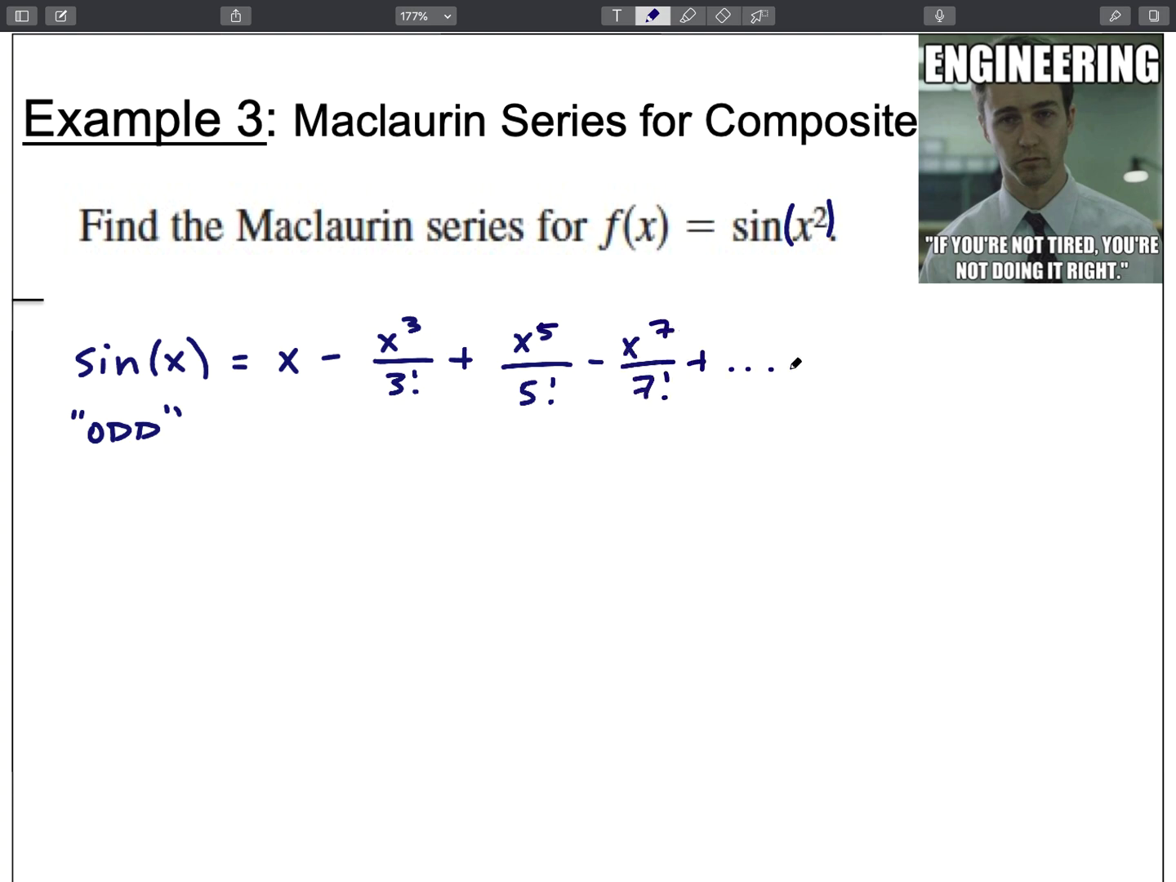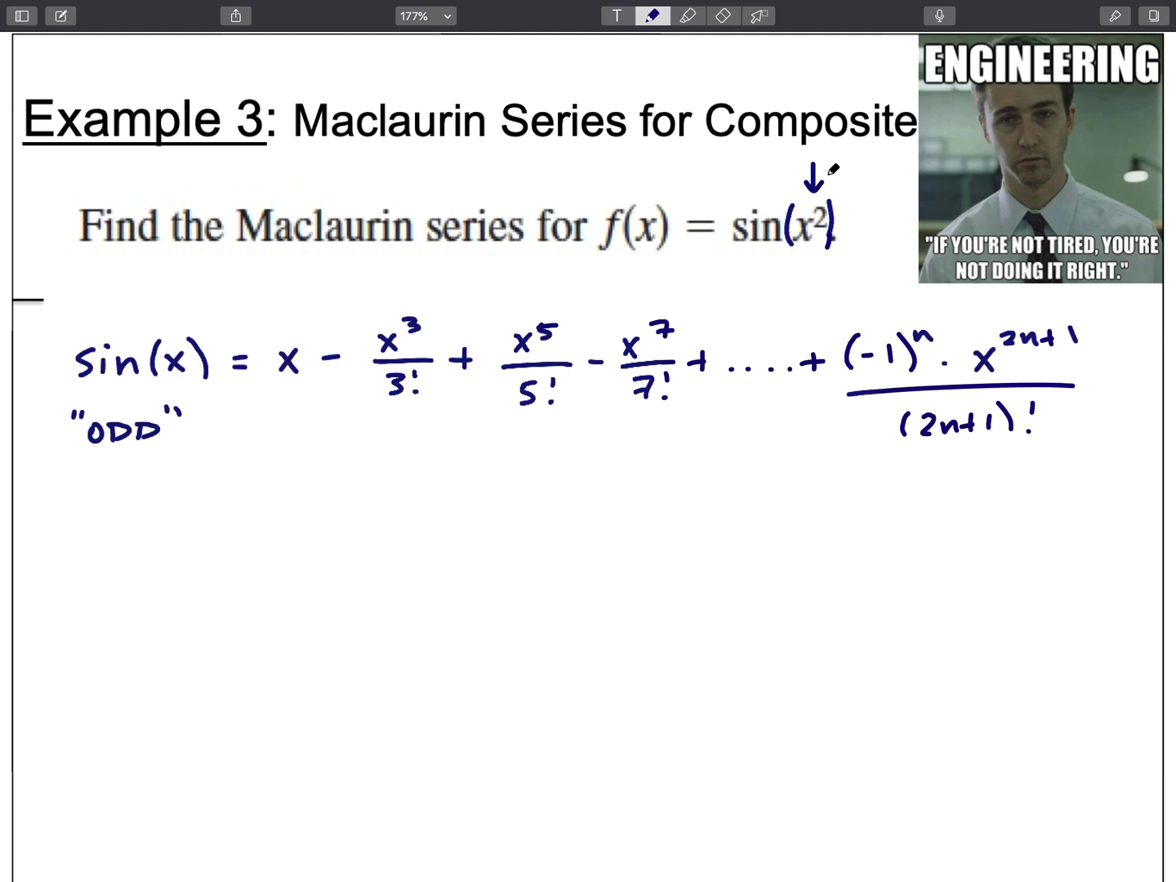How about the generic term? Have you forgotten already? Now that I've asked you the third time, I imagine you didn't. This would be negative 1 to the n, times x to the 2n plus 1, all over the quantity 2n plus 1 factorial. So then we know this about sine. We know this composition is saying just take x squared, and x squared replaces x. What normally was just sine of x is now sine of x squared.